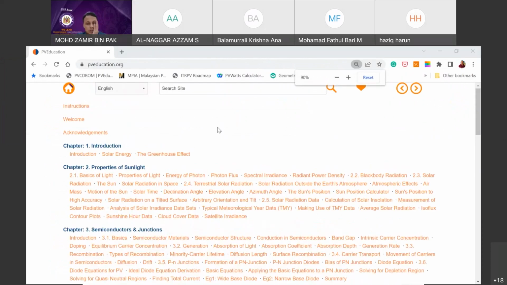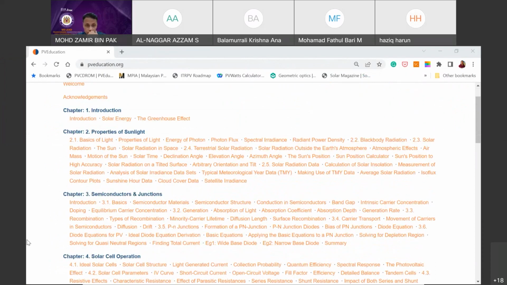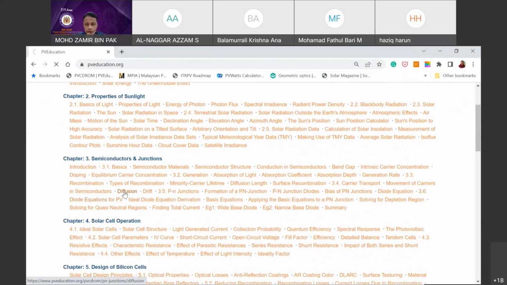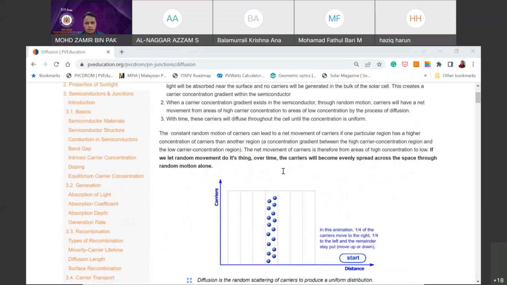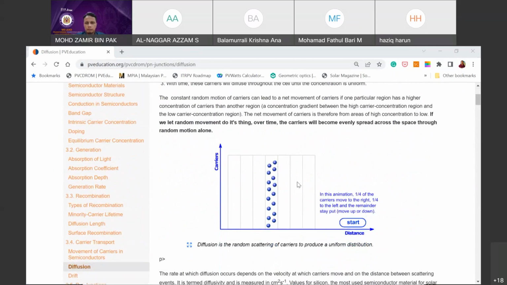So let's search for diffusion then. Where's diffusion? Doping. Ah, yeah. Diffusion is here, chapter 3, just beside drift. Right, so now you're on the diffusion page. You can see here the diffusion will take place the moment you have a concentration gradient between two or more neighboring regions. The moment you have regions with different carrier concentration, you're going to have diffusion.